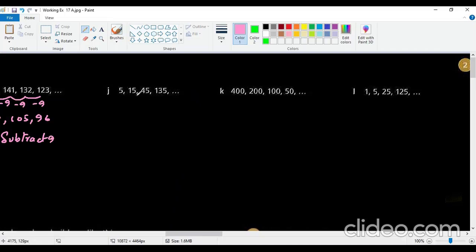Then comes the next one. 5 is multiplied by 3, and multiplied by 3. So the next number is going to be 405, then 1215, and multiplied by 3 is going to give you 3645. So the rule is multiply by 3.